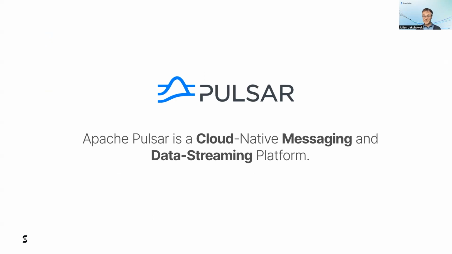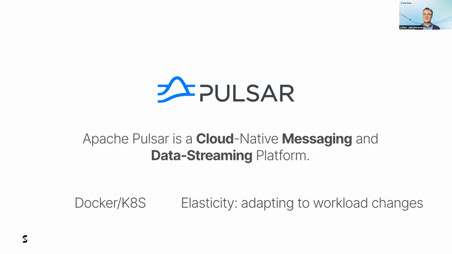So what is Apache Pulsar? Apache Pulsar is a cloud-native messaging and data streaming platform. Cloud-native means that Pulsar is designed for running in containerized environments and is designed to scale out, to scale horizontally. But it's not only about scalability, but also about elasticity. Elasticity is about adapting to workload changes, and Pulsar is both a messaging and a data streaming platform, as we will see in this presentation.